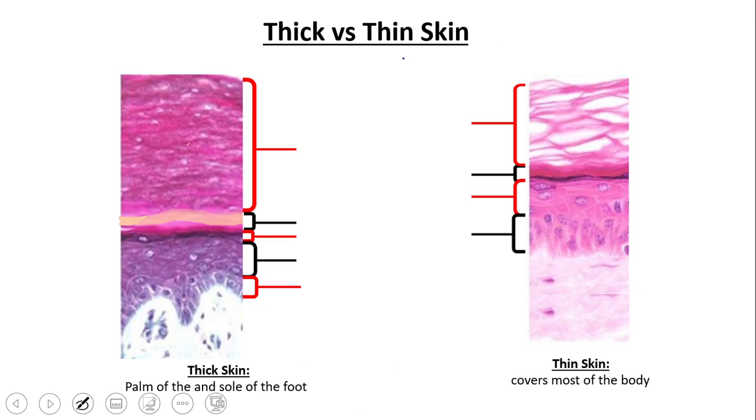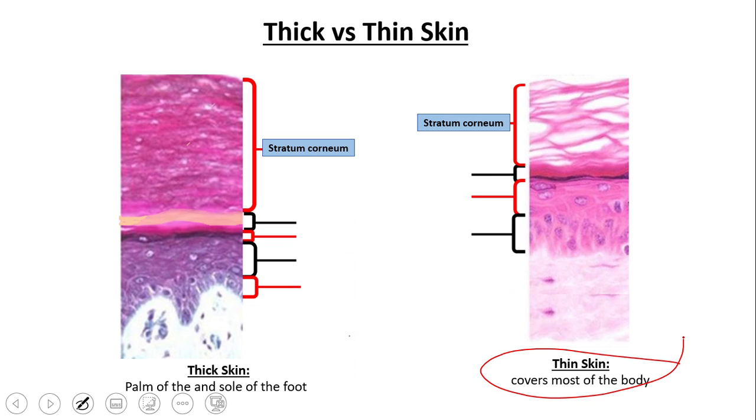Now, we have two types of skin. The thick, found on the palms of the hand and soles of the feet, and the thin, which covers most of the body. So what is the difference between the thick and thin skin? Both have stratum corneum, but if you look at the stratum corneum of the thick skin, it's thicker in comparison to the one of the thin skin.